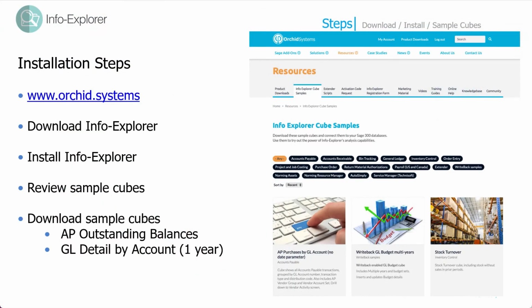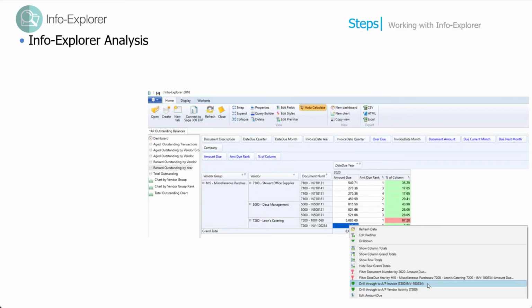Having downloaded the AP Outstanding Balances cube, we're now going to start working with this cube. We're going to connect it to our own database and refresh the data. And then we're going to see how we can start slicing and dicing to look at different aspects of the data that's in the cube.